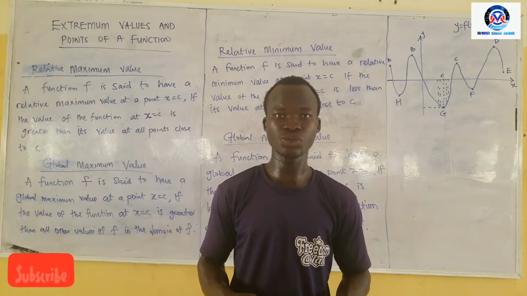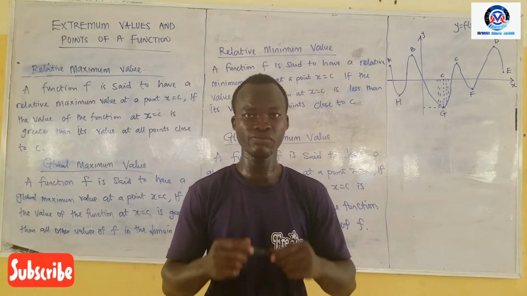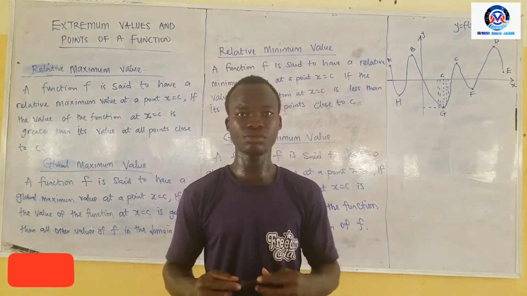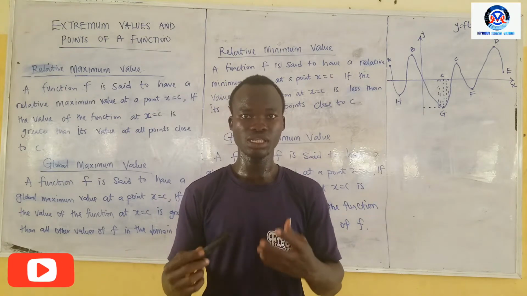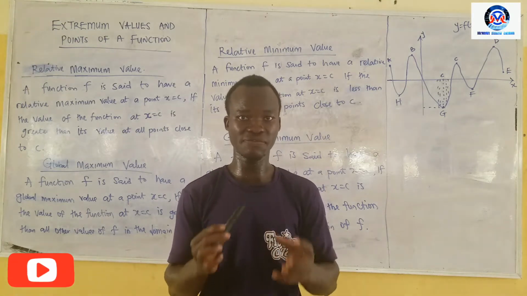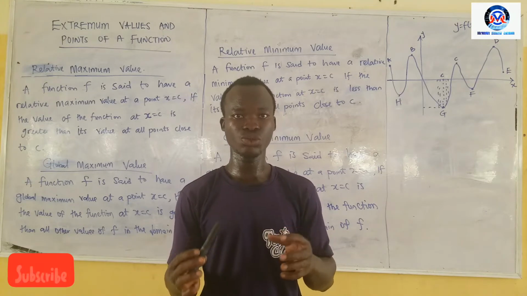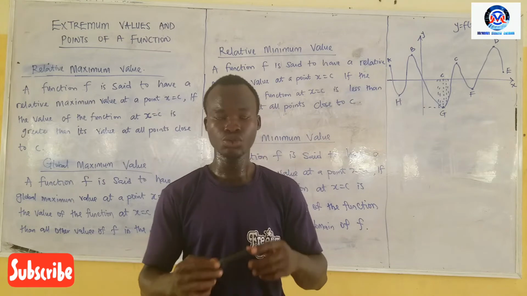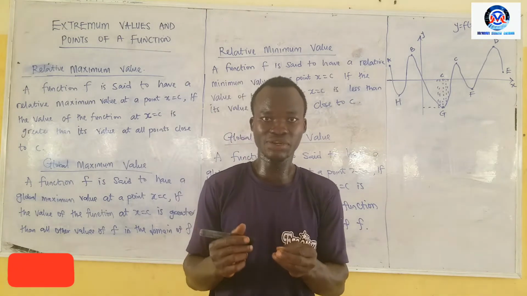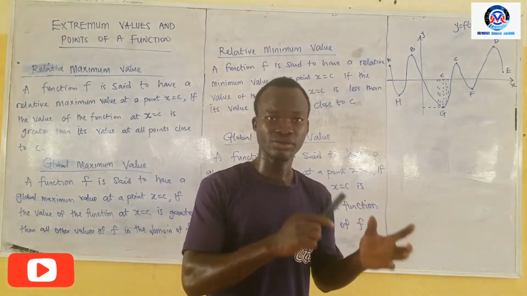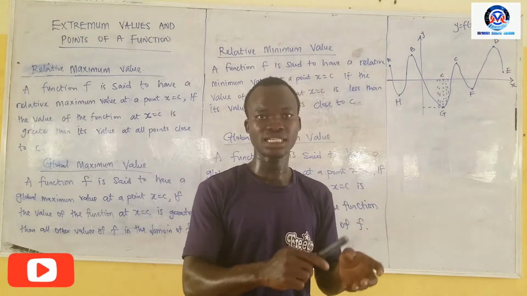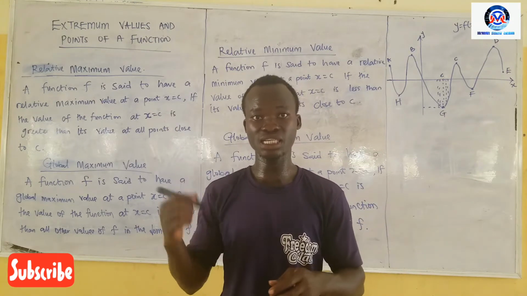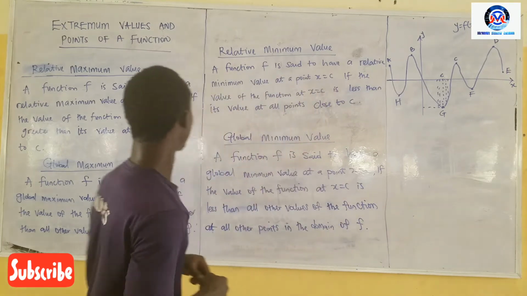So now we start with the relative maximum value of a function, and we also talk about the global maximum value of a function. There's a little bit of difference between the relative maximum value and the global maximum value. So also there's a difference between a relative minimum value and a global minimum value. So now let's see the difference and let's look at the definition.